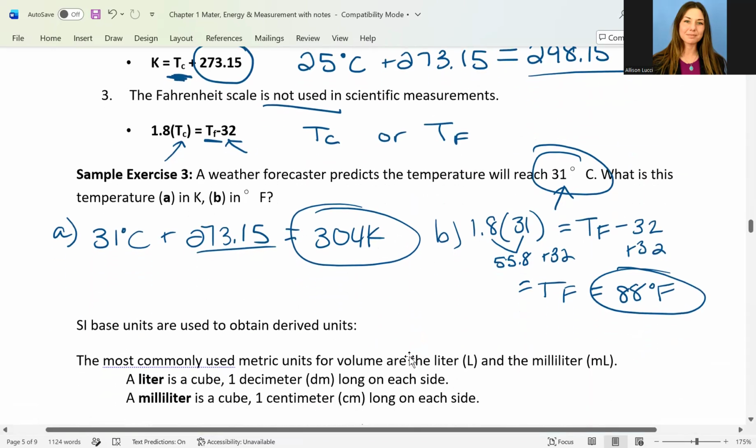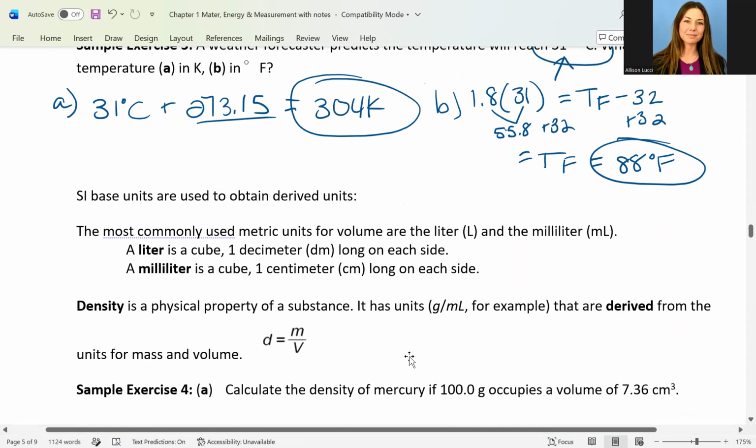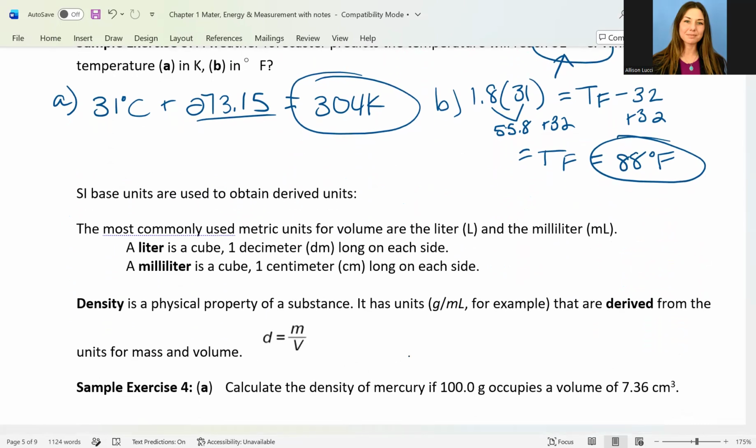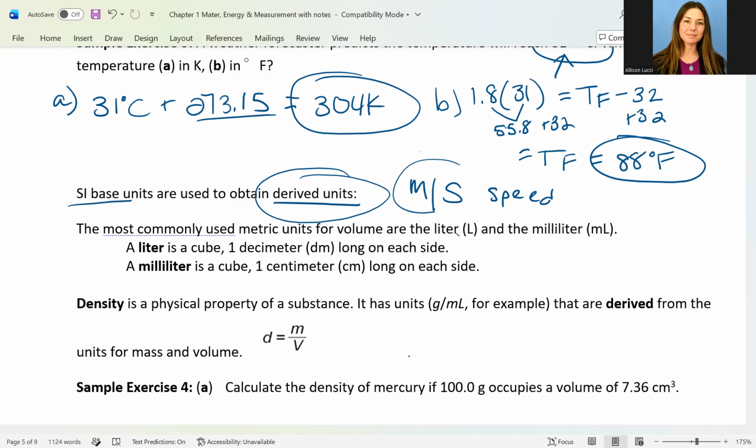Down here, there's a mention of something called a derived unit. Whenever we have a unit that is a combination of two or more base units, we refer to this as a derived unit. So something like meters per second, say, could be a distance over time or give us a unit for speed. If we wanted to measure speed, we can measure it in two base units and get this derived unit of meters per second.